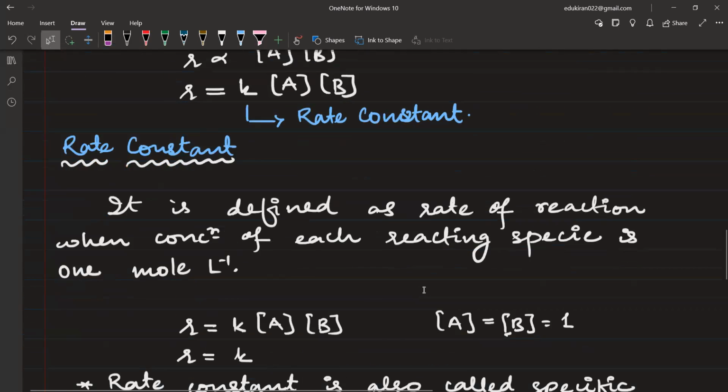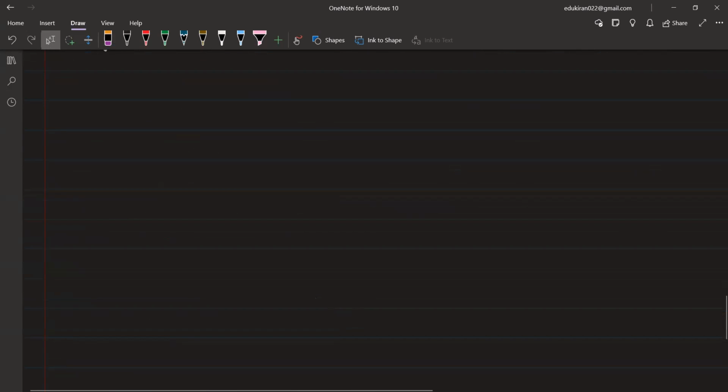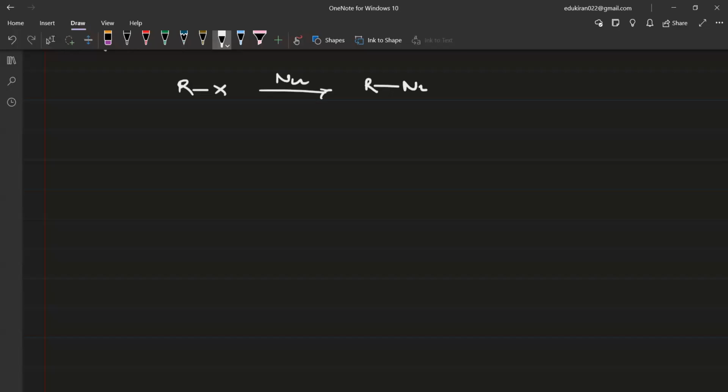Okay. And let us suppose that we have a reaction, as you have seen, the nucleophilic substitution reaction. In that, what happens? We have RX, and then there is a nucleophile, and then we get RNu plus X negative, right? And this is the basic nucleophilic reaction. Now we said that this can happen in two different ways.